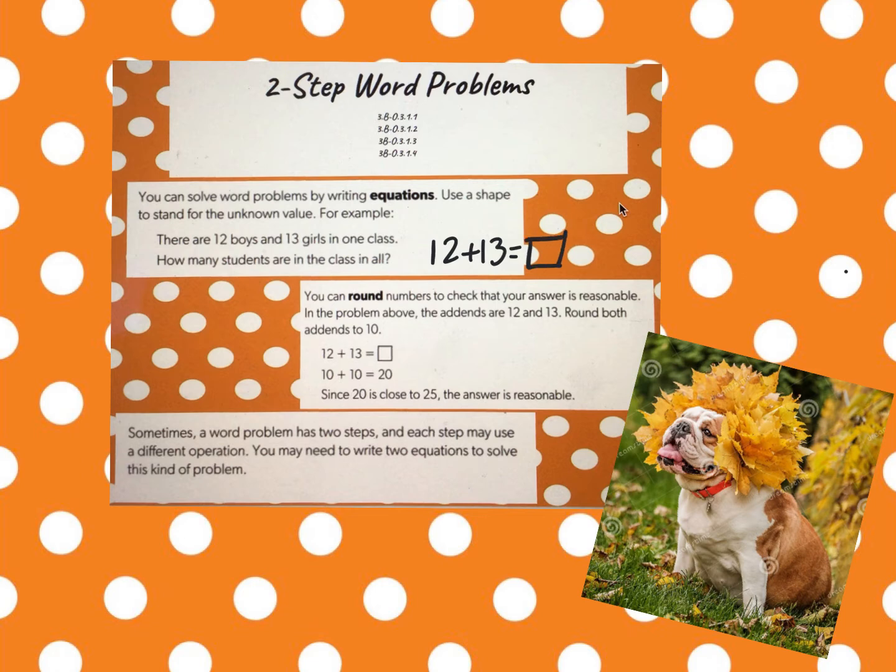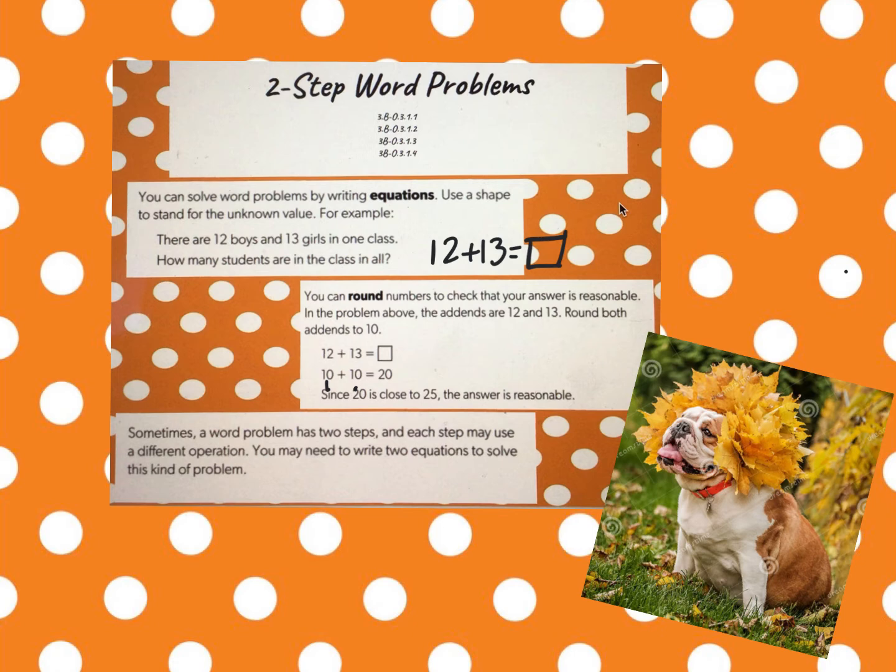And so you can also round numbers to check that your answer is reasonable. Okay, and remember rounding from back at week 1. In the problem above, the addends are 12 and 13, so we're going to round both addends to 10. So 12 has that 2, so we're going to round it down to 10. 13 has that 3, so we're also going to round it down to 10. And we know that 10 and 10 is 20, so since 20 is close to 25, the answer is reasonable.